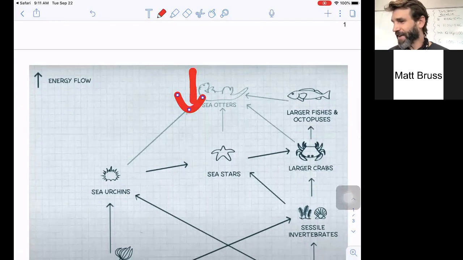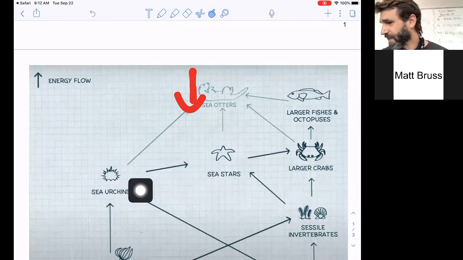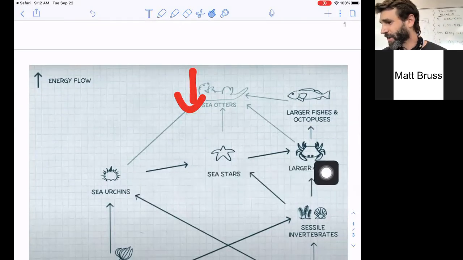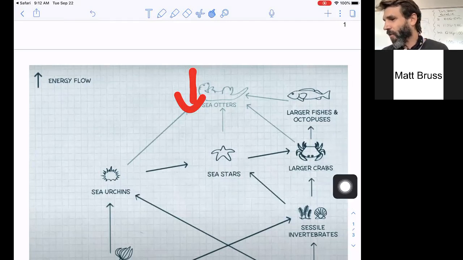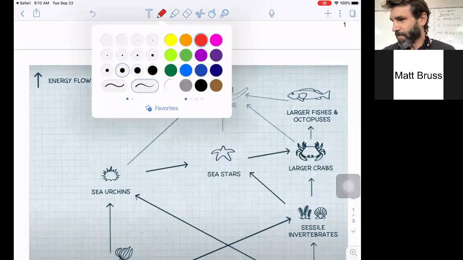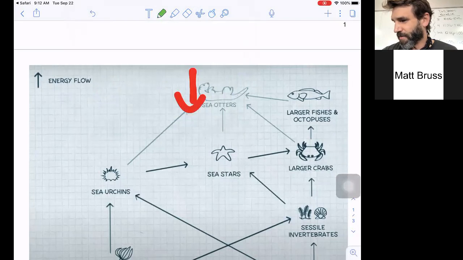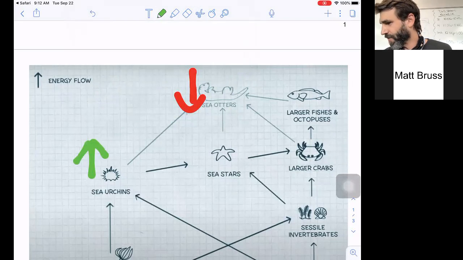the things that sea otters feed on should go up, right? Like the sea urchins get eaten by sea otters, sea stars get eaten by sea otters, large crabs get eaten by sea otters, and large fish also get eaten by sea otters. So I would expect all of these populations to go up. So I'm gonna put this in green. So these go up. Large fish go up, sea stars go up.